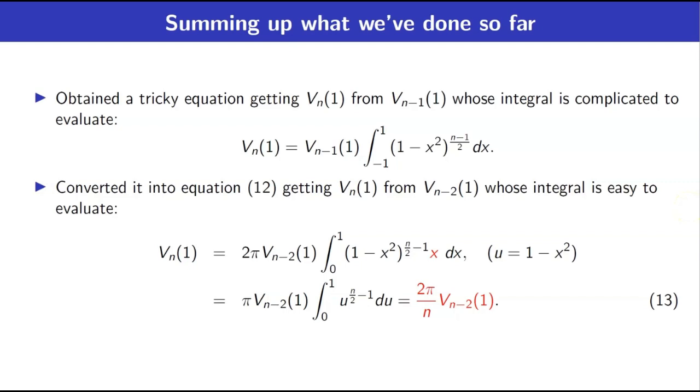Let's sum up what we've done so far. The equation getting v sub n of 1 from v sub n minus 1 of 1 involves an integral that has a lot of moving parts if we tackle it directly, because the power of 1 minus x squared is not always a whole number. However, by introducing double integrals into polar coordinates, we get around this hurdle and obtain a recursion, equation 12, for v sub n of 1 from v sub n minus 2 of 1, whose integral is easy to evaluate with the simple u substitution u equals 1 minus x squared. The presence of the x outside the parentheses is what makes the whole thing go.